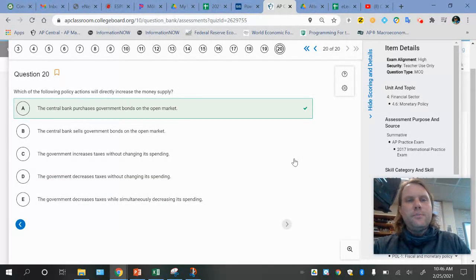What's going to increase the money supply? We're trying to lower the interest rate. What's going to do it? I think there have been five questions about central bank open market operations in these 60 questions. The central bank buys bonds on the open market. That's going to increase the money supply. Selling makes it smaller, so not that. Government increases taxes? Nope, that's not going to do it. That affects our aggregate demand curve and has nothing to do with interest rates. Decreases taxes, not going to do it.